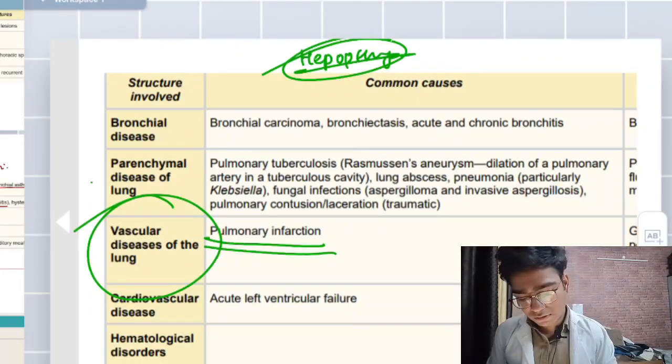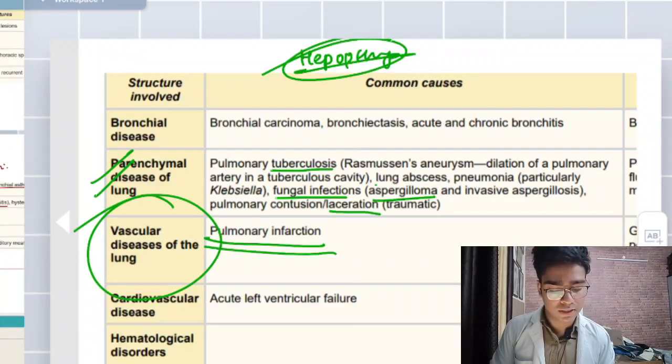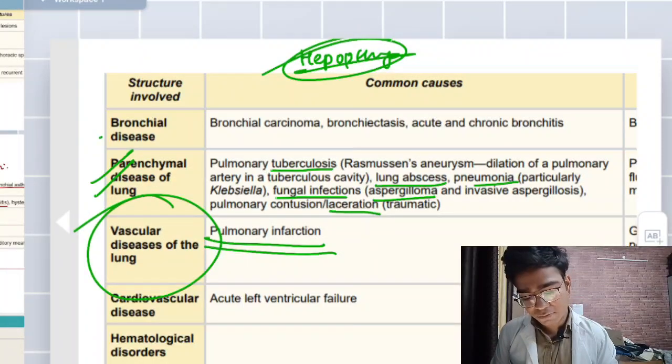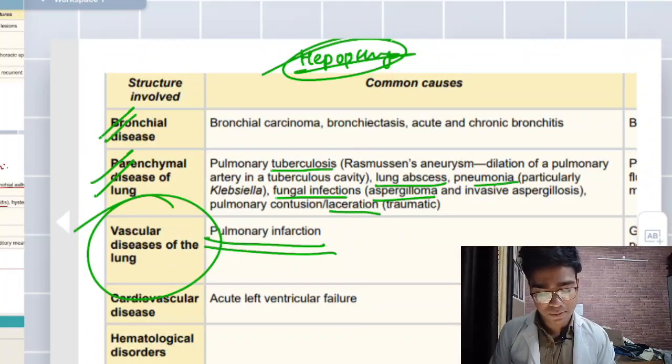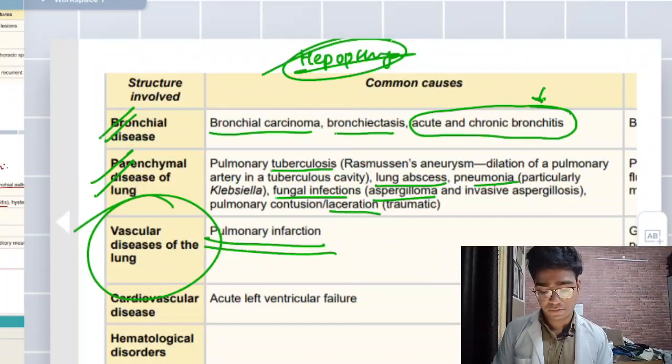Then we can also think of some parenchymal disease, for example parenchymal tuberculosis, any kind of fungal infections, lacerations, aspergilloma, lung abscess, anything which is also affecting the blood vessels and adjacent blood vessels, so that can also lead to hemoptysis. If there is any kind of bronchial disease, for example bronchial carcinoma, bronchiectasis, and acute and chronic bronchitis, which is also affecting the blood vessels, it can also lead to hemoptysis.